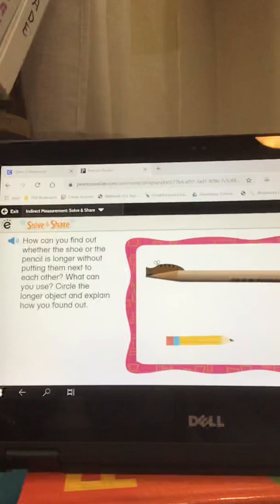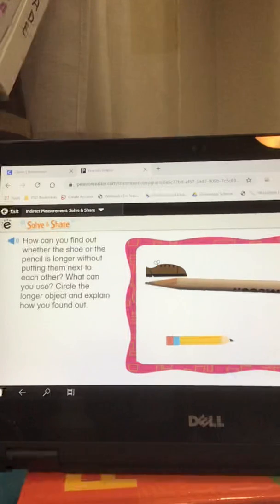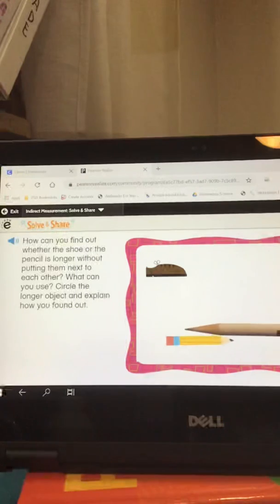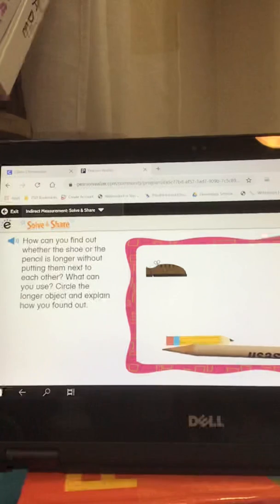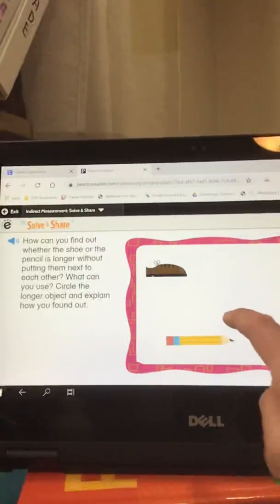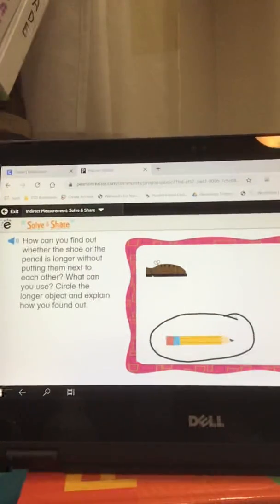And you can see that I'm lining up my pencil with the end of the shoe and to the end of the pencil. And it goes a little bit past the sharpened part. Now I'm going to do the same thing with the picture of a pencil. I'm going to line up the sharpened part with the end of my pencil. And this one goes way farther on the white part of the pencil than it did on the shoe. So I am going to circle my pencil because it is longer.